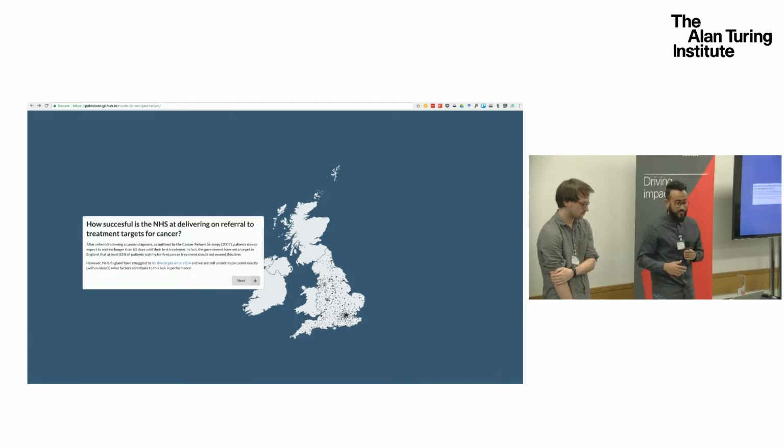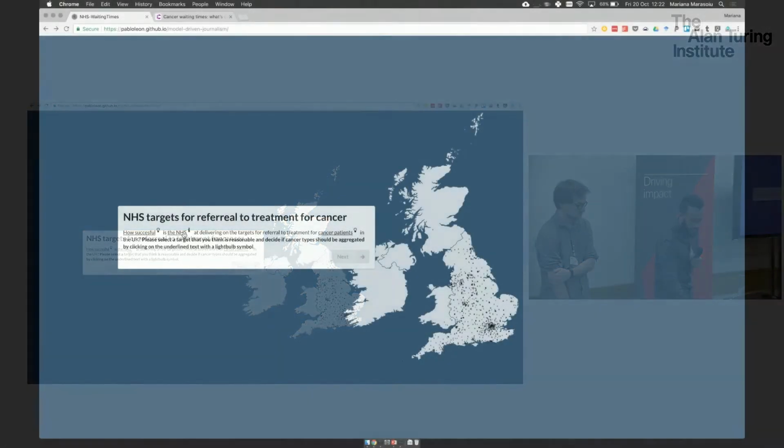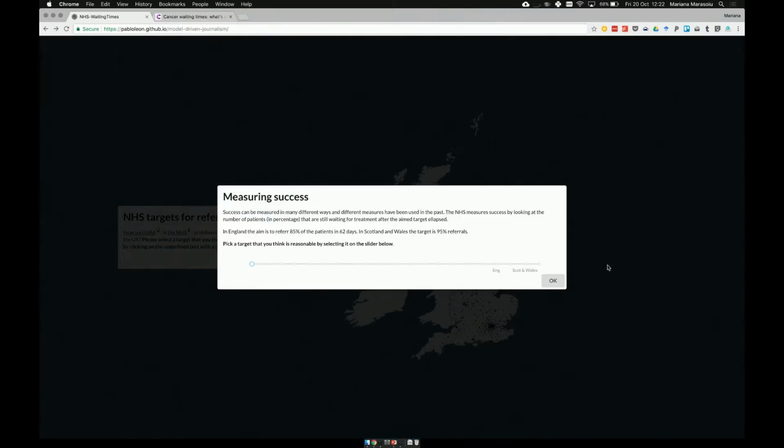So after giving the context, the user has the option of determining different target times that they want to compare it to. For example, England has different targets for waiting times compared to Scotland and Wales. In the UK we have about 85%, but Scotland and Wales, who are actually better at achieving these targets, it's at 95%.